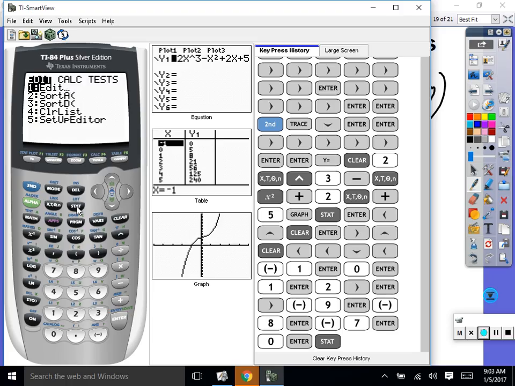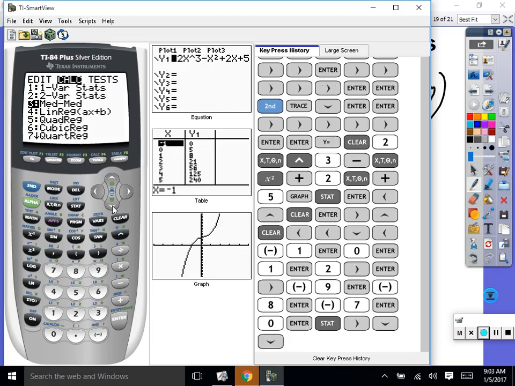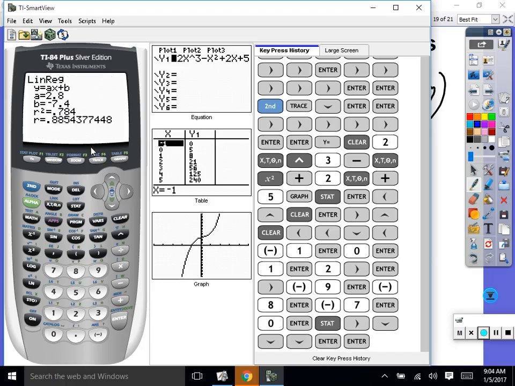Over to calculate. Now we don't know what degree it is, correct? So let's try a linear. I hit enter, I enter through. Now look, r squared is 0.78. Doesn't that mean it's only a 78% good fit? Everybody remember that r squared just means what percent of a good fit it is. That's a horrible fit. So it's not linear.